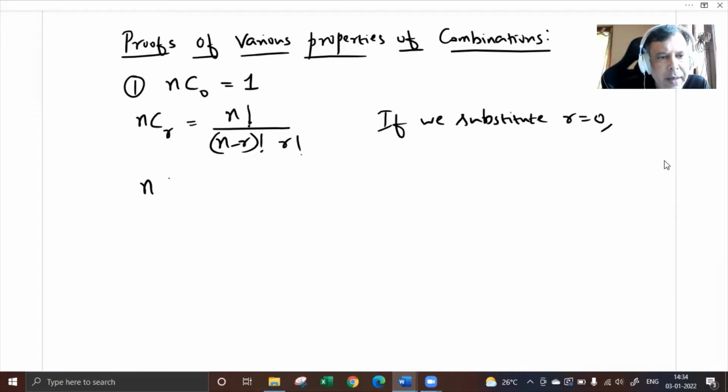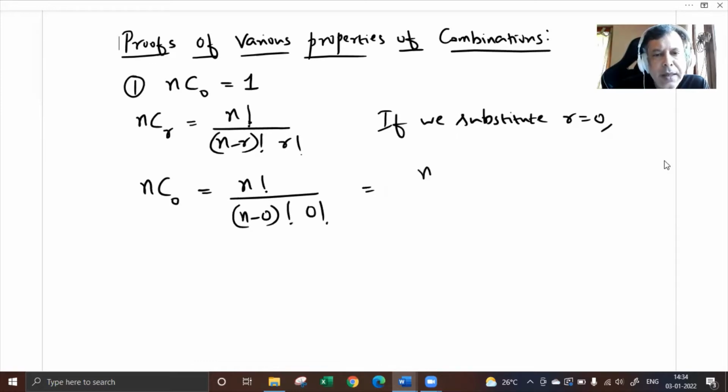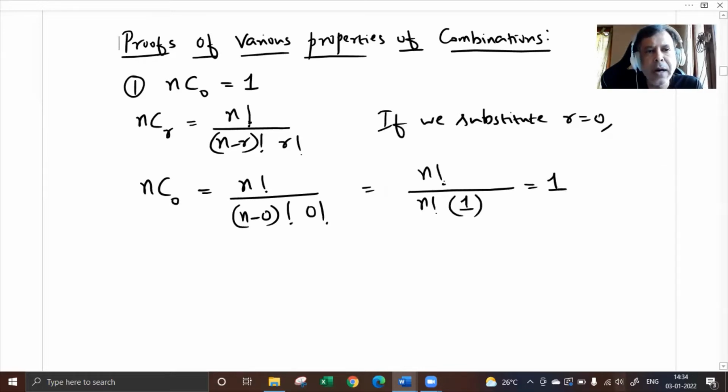then we will get nC0 is equal to n factorial divided by (n minus 0) factorial into 0 factorial. That is nothing but n factorial divided by n minus 0, which is also n factorial, and 0 factorial we know it is 1. So ultimately it gives you the result as 1 only.